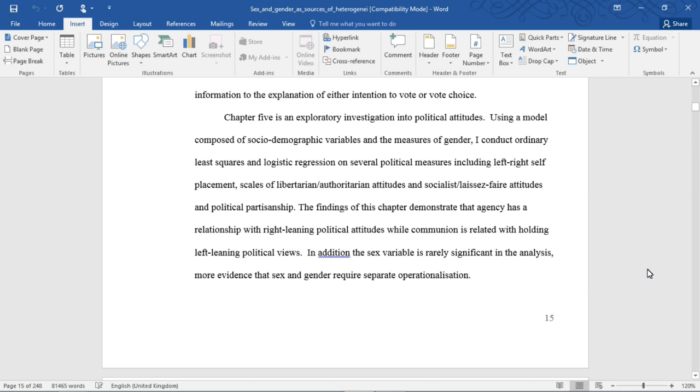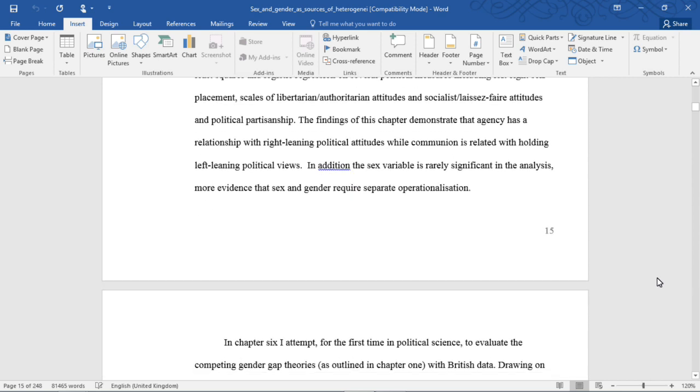Using a model composed of socio-demographic variables and the measures of gender, I conduct ordinary least squares and logistic regression on several political measures, including left-right self-placement, scales of libertarian/authoritarian attitudes and socialist/laissez-faire attitudes, and political partisanship. The findings of this chapter demonstrate that agency has a relationship with right-leaning political attitudes, while communion is related with holding left-leaning political attitudes. In addition, the sex variable is rarely significant in the analysis. More evidence that sex and gender require separate operationalization.